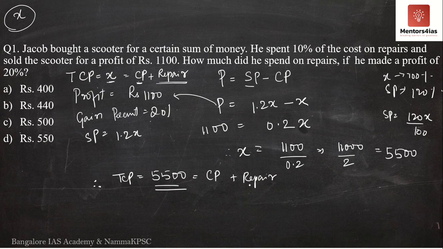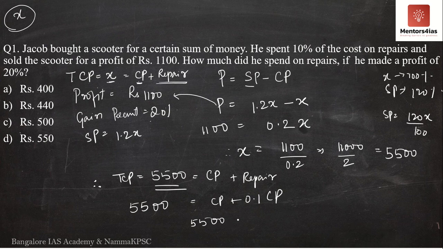What is this repair? This repair is nothing but 10% of the cost price. He spent 10% of the cost on repairs. So, can I write the amount of money that he has spent on repairs as 0.1 CP? Correct? Why is it 0.1 CP? Because he is spending 10% of the cost price on repairs. So, therefore, we have 5,500 is equal to cost price plus 0.1 or 10% of the cost price.